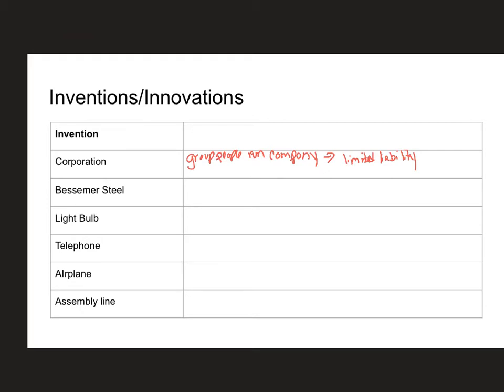So then we had the Bessemer steel process. It made steel actually stronger and cheaper, which allowed us to build more things with steel. Light bulb was by Thomas Edison. And it allowed people to work longer hours because they were no longer limited by sunlight.